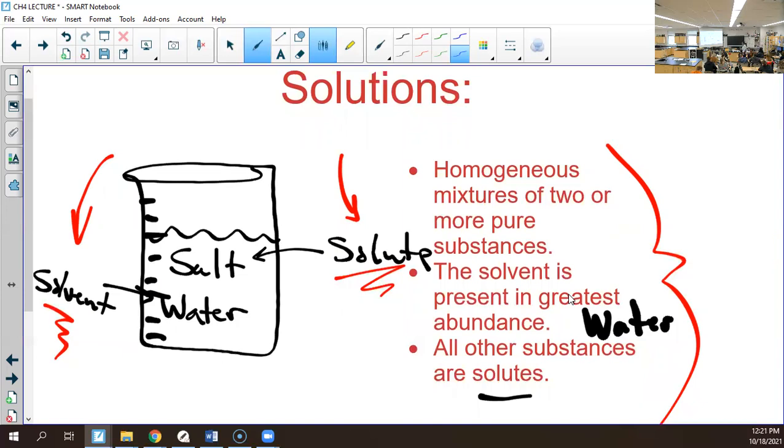All right, a solution is a homogeneous mixture of two or more pure substances. The solvent is always present in the greater amount. For us, the solvent will be the liquid, and the solute will be the solid. So if I were you, I would draw this beautiful picture right here.